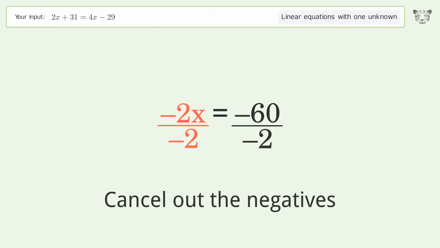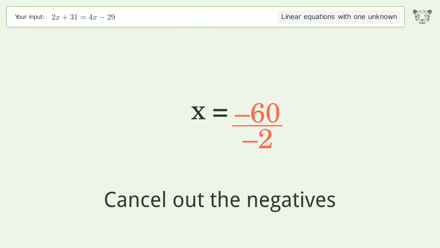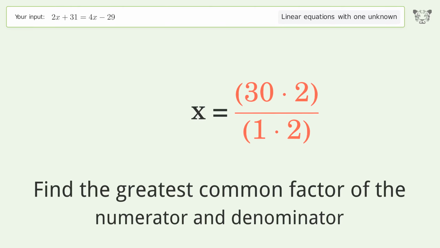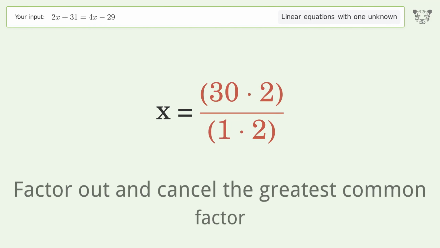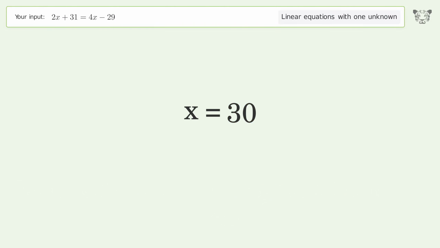Cancel out the negatives. Simplify the fraction. Cancel out the negatives. Find the greatest common factor of the numerator and denominator. Factor out and cancel the greatest common factor. And so the final result is x equals 30.